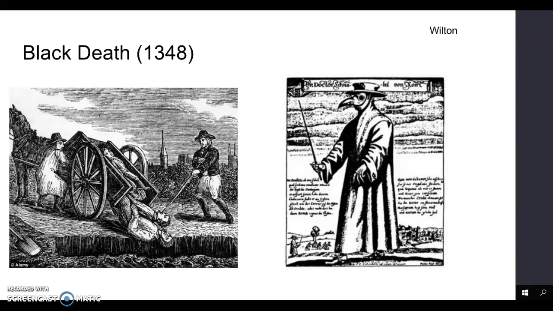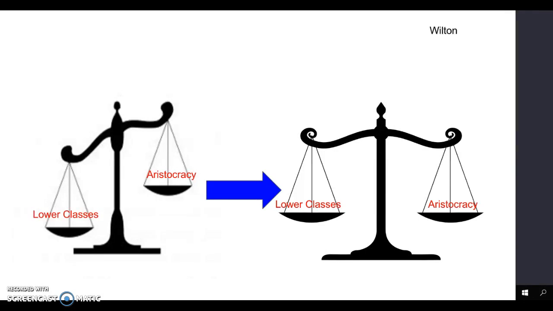Another event that impacted Middle English was the Black Death, which arrived in England in 1348 and killed 1/3 of the English population. The decrease in population made the poor and merchants more important in society, causing their version of English to become more important than before in comparison to the Anglo-Norman version.